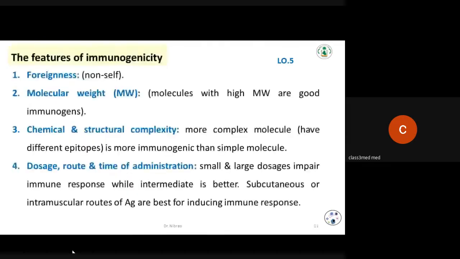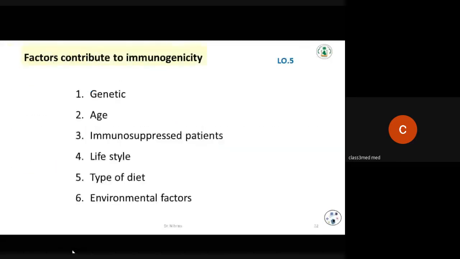Now, the features of immunogenicity. Foreignness: it's very important that the antigen is foreign, non-self. High molecular weight molecules are good immunogens. Chemical complexity: if the structure is complex, a more complex molecule has different epitopes. We will take these details in the antigen-antibody interaction, and I will explain how they are effective. These factors are important to increase or decrease the immunogenicity of the antigen. Factors that contribute to immunogenicity: genetic factors, age, immunosuppressed patients, lifestyle, type of diet, and environmental factors.